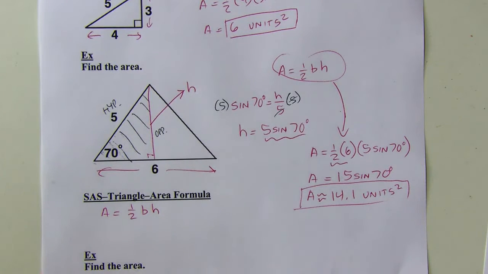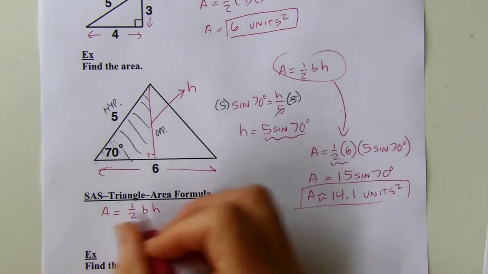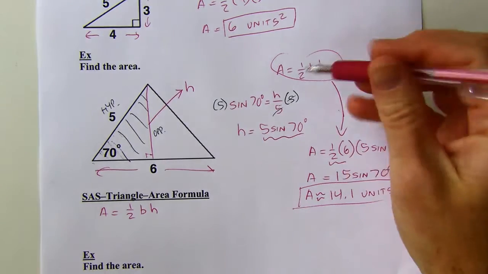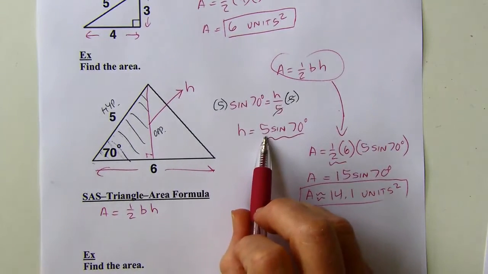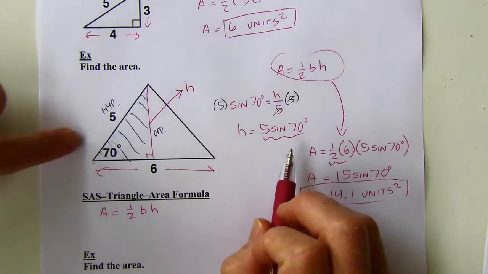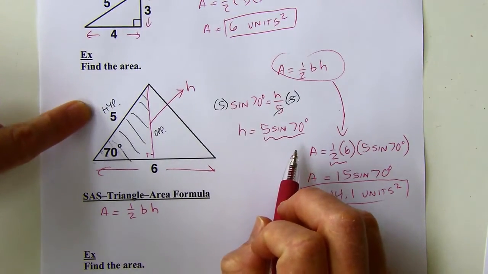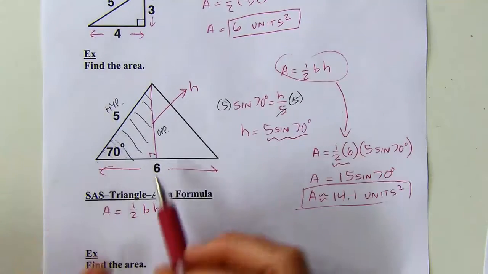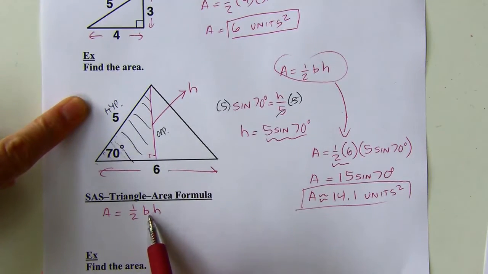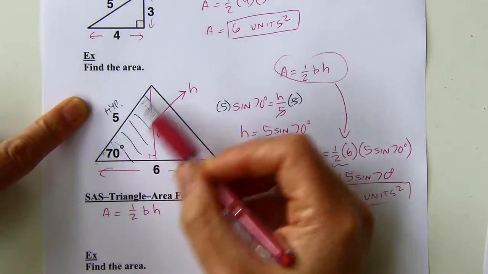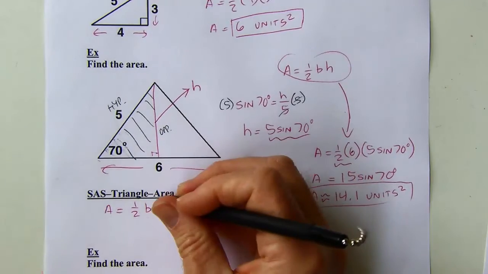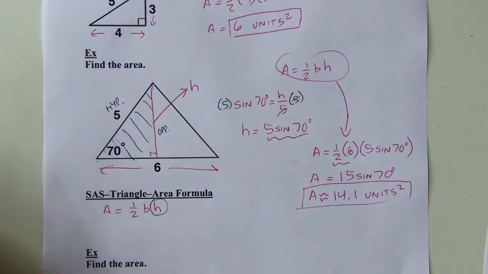And the way we're going to do this, the height, if we look back at the last problem, the height ended up being 5 times the sine of 70. 5 was one of my sides, and sine of 70 right there. Okay, the other side, the base, was the 6, right? And then the other side went in the height with this angle. So the part that's getting souped up here is the height, okay?